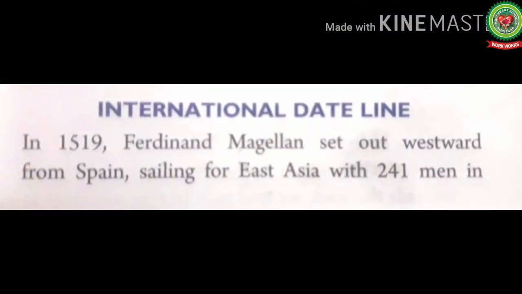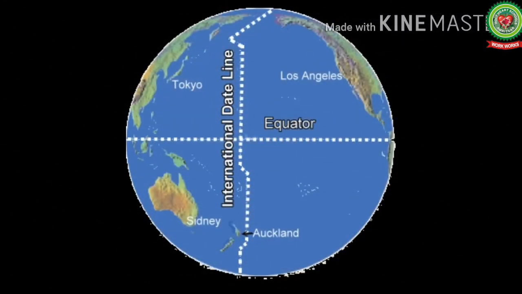Now students, please open up your books on page number 19, topic International Dateline. But before we start with our topic, let's have a brief about today's topic. 180 degree east and west meridian is actually the same meridian known as international dateline.